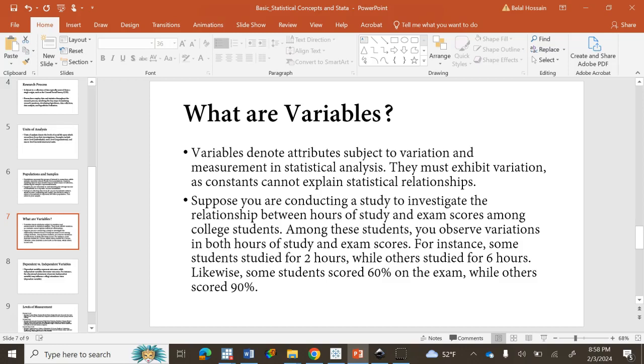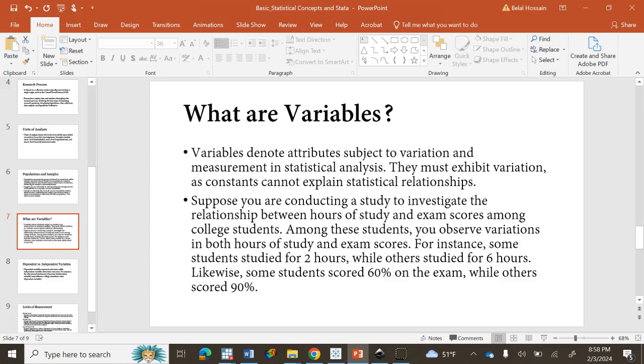Okay, so that means you have variation. Some of your samples have higher scores, some have lower scores, so that varies across the individuals. Both the variables vary across the individuals. Hours of study: some people study less and some people study more. So they have 1 hour, 2 hours, 3 hours, 4 hours, 5 or 6 hours, 10 hours, different values in your variables. So that's why they are variables. They change, they vary.